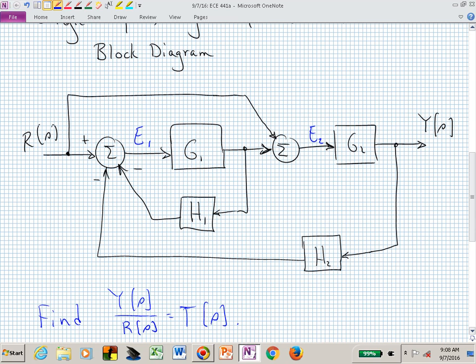E1 has how many terms creating it? So we have three signals coming into E1. We have R. We also have minus H1 G1 E1. That's the input coming in at about 5 o'clock. And then we also have an input coming in at 6 o'clock, which is minus H2 Y. And that makes up E1.